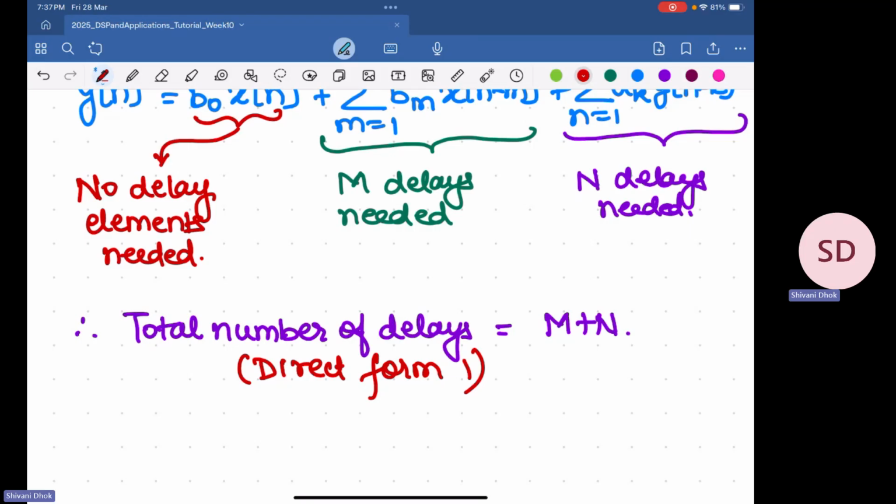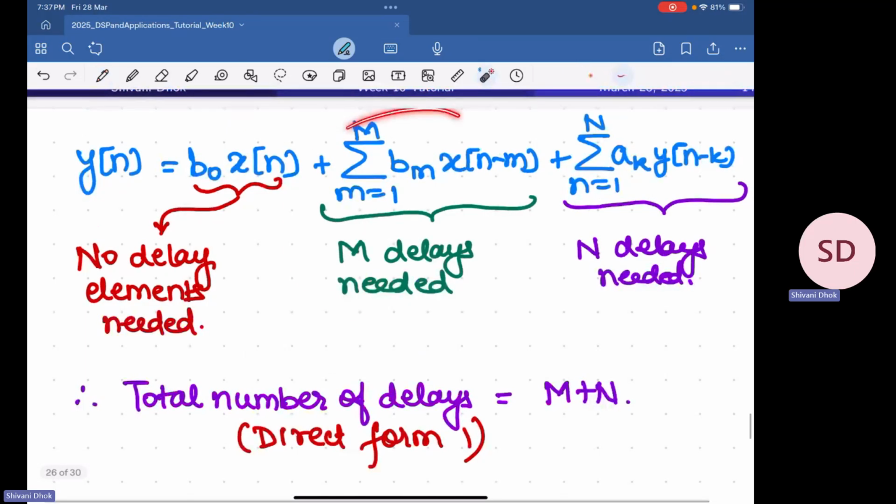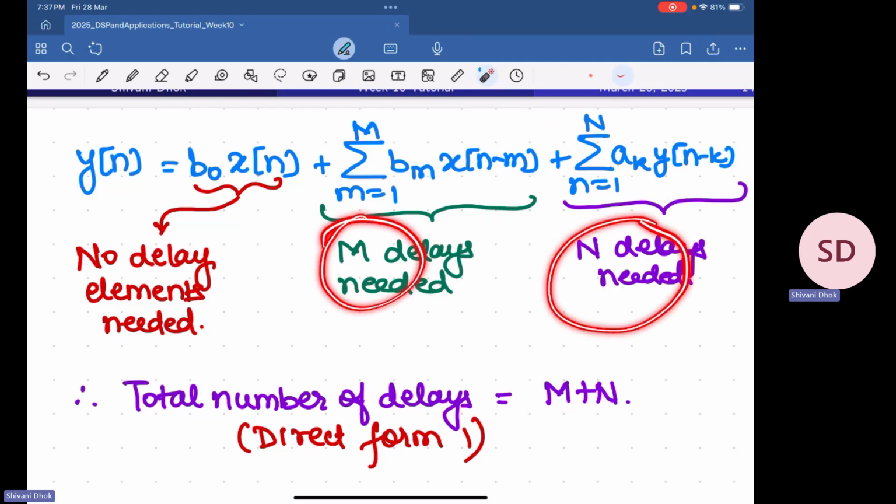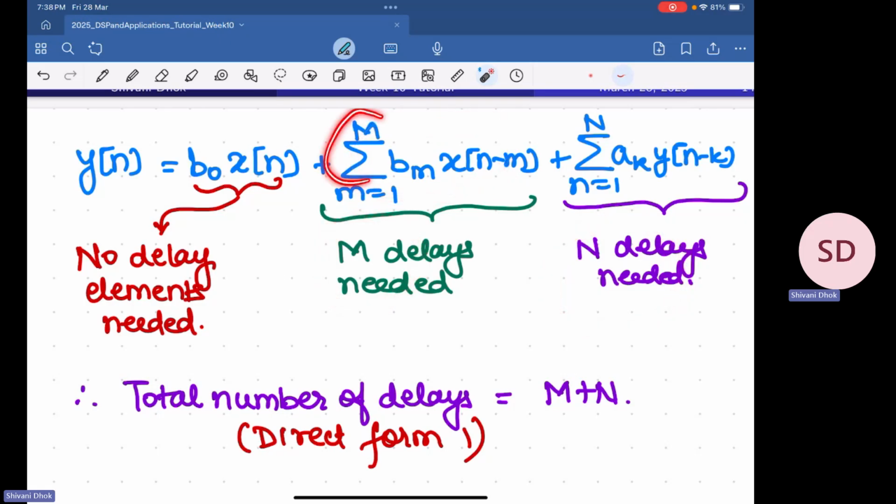For direct form 2, we interchange the positions of the two subsystems and we share the delays. So this summation and this summation share the delays, which simply means that the number of delays required will be the maximum of these two values. If this summation has more delay elements, since we are sharing, we have to serve its demands. So if m is greater than n, for example m is 3 and n is 2, we'll need 3 delays. Similarly, if m is 1 and n is 5, then we will need 5 delays.